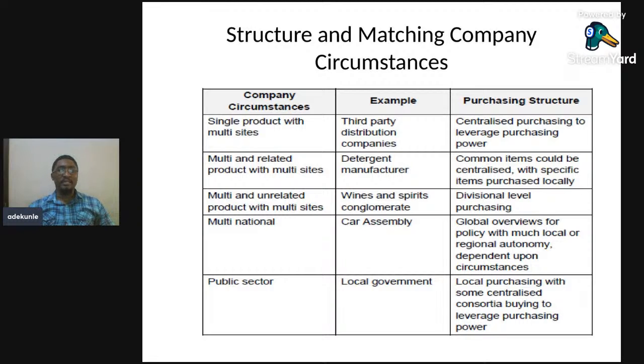Then you have multinationals like Toyota who assemble cars. What you realize is the global value for most of the policy of this multinational organization, with much local or regional autonomy, depends on their circumstance. Like Peugeot Nigeria, let me give an example. The Peugeot built in Nigeria might be different from that built in France, because there are different regulations and different local standards that will affect the cars manufactured. Specification and standard will affect them. Of course, public sectors like a local government will have local purchasing with some centralized consortia form of buying.